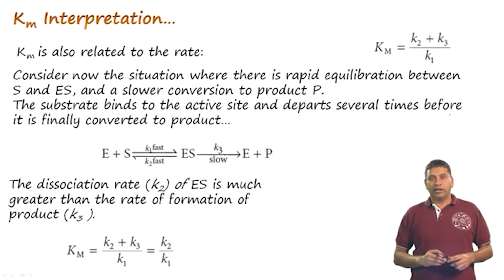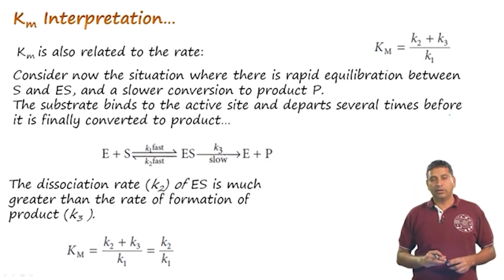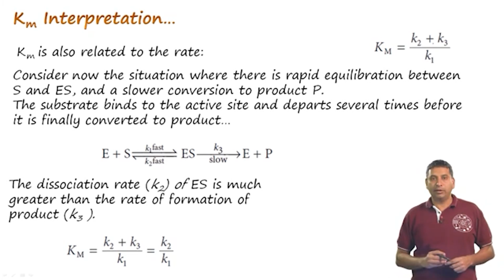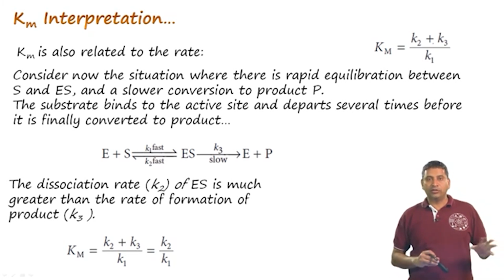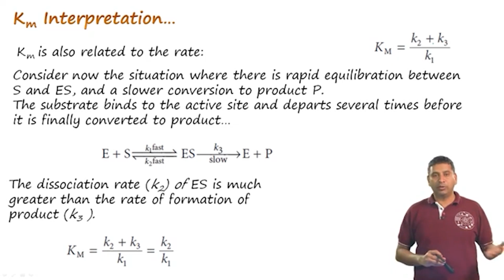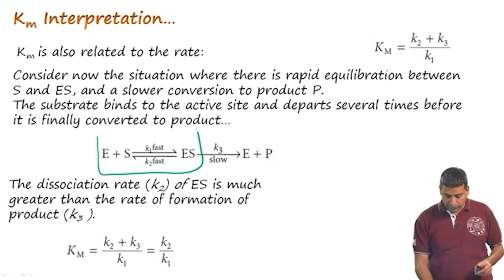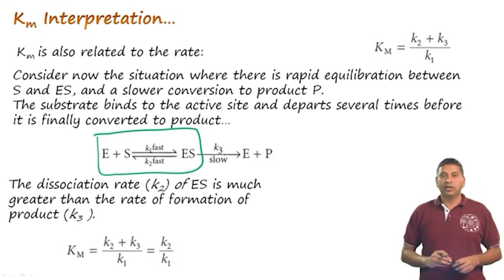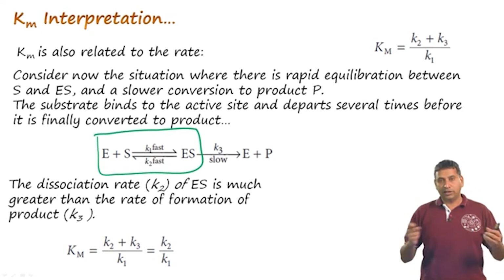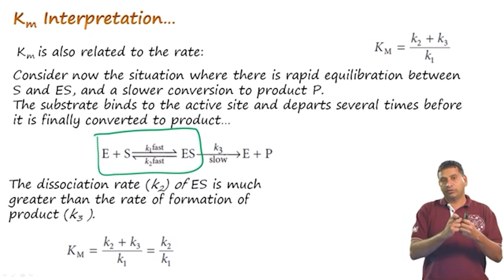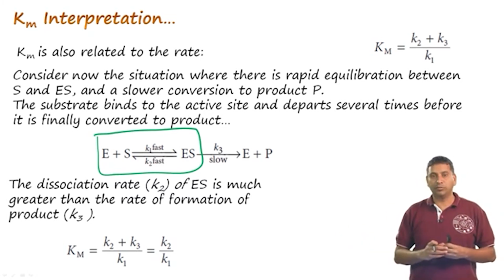Let us now look at how we can interpret Km. Km is also related to the rate constants. Km is basically K2 plus K3 divided by K1. Consider now the situation where there is rapid equilibrium between the substrate and enzyme substrate. That means that this process is extremely fast. The substrate binds to the active site and then departs, binds to the active site, departs, does this again and again, and then in one of these situations it goes and forms the product.